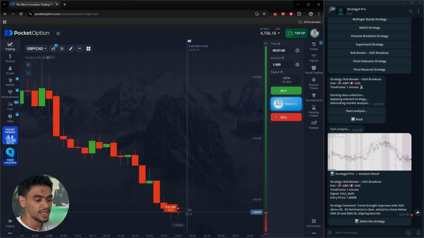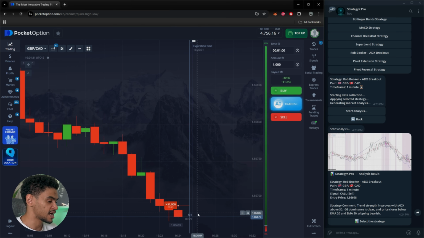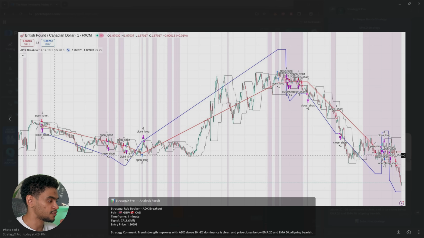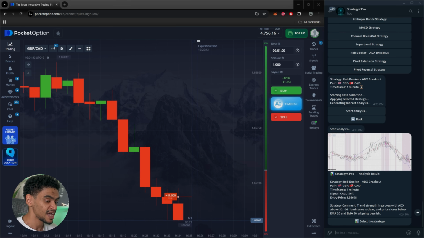As you can see, strategy comment: trend strength improves with ADX above 30, minus DI dominance is clear, and price closes below MA 20 and 50 MA, aligning bearish. We got the signal, we got our trade in, and now we are just waiting. As I tell you, you have the screenshots, you have the full analysis, you will start looking at these things, you will start understanding them, and that will make your life so much easier as a trader.